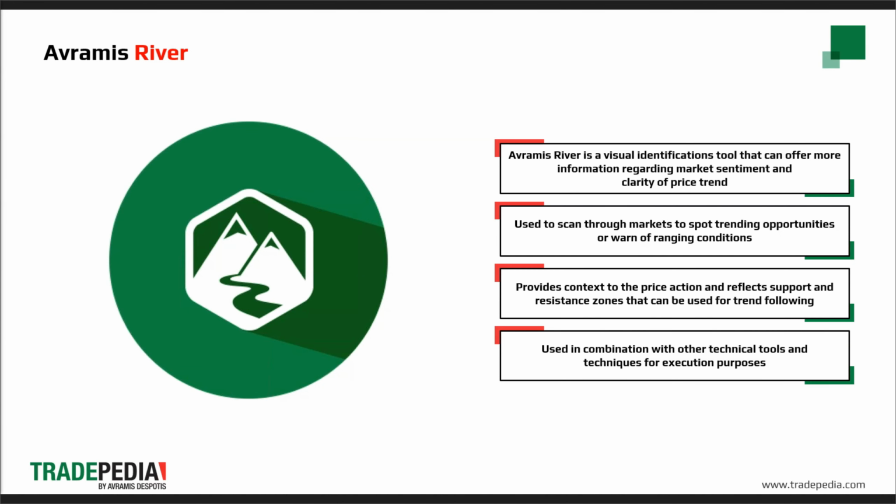So what is Avramis River actually? It's a visual identification that can offer more information regarding market sentiment and clarity of price trend. Obviously, I always say use it with your other confluences. With other confluences, you can be sure that it actually works.